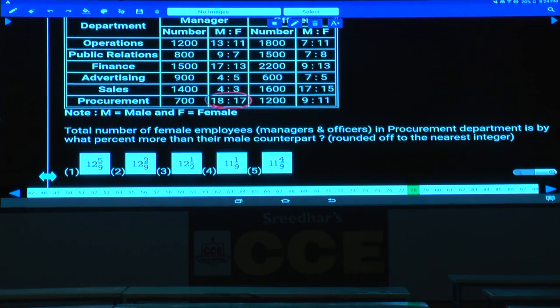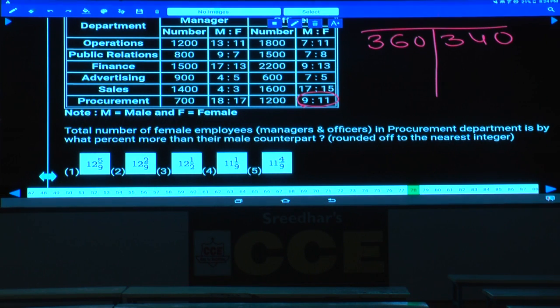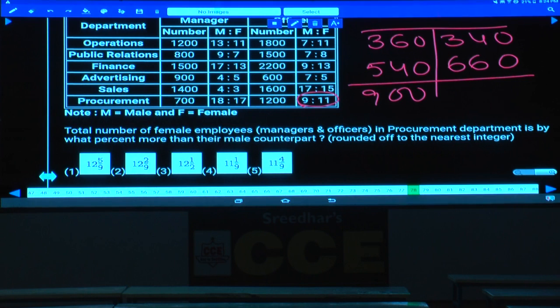How many parts do you have? 35 parts is 700. One part? 20. Yes or no? Then male are 18 parts. 18 20s? 360. And female? 340. Okay. Now how many parts do you have? 20. 20 parts is equal to 1200. Each part 60. 9 parts 540. 11 parts 660. So total male are 900.